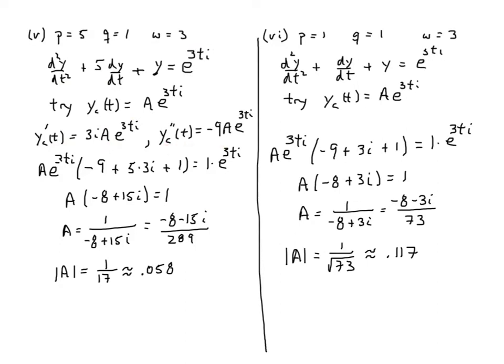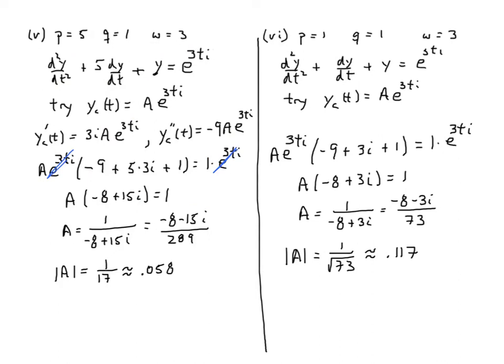Here's its first derivative, where a 3i comes down. Here's the second derivative, where a 3i comes down again, and we end up with a minus 9. I plug into the differential equation the second derivative, the first derivative, and the function itself, and after factoring out an a e to the 3ti, I'm left with a times minus 9 plus 5 times 3i plus 1. Collecting like terms, I have a times minus 8 plus 15i equals 1. Here's the 1 it must equal, after canceling out the terms that can be canceled.